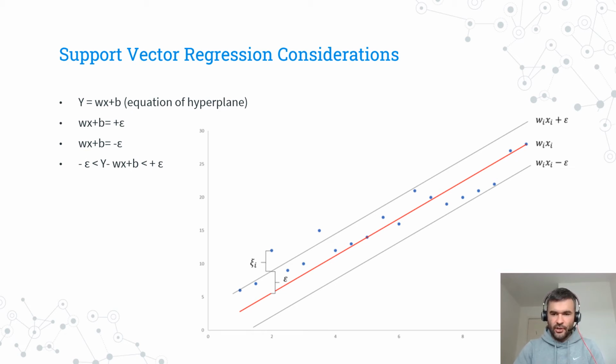As you can see on screen, we've got a plot and a couple of equations. The red line in this plot is the hyperplane, and the two grey lines are our decision boundaries.